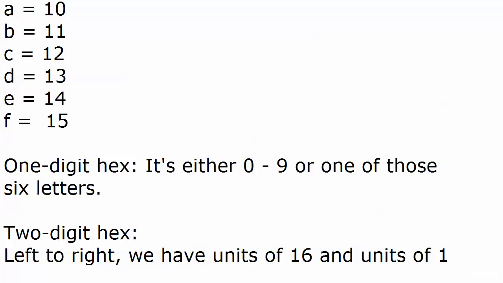Now with two-digit hex, left to right, you have units of 16 and units of 1. If you want to go from right to left and say, okay, units of 1 and then 16 times 1, which is 16, that's fine. I just think it's easier just to remember left to right. We got units of 16 and units of 1. So let's say that I gave you A7. Sounds like a bingo call, except, of course, there is no A in bingo. So left to right, we have units of 16 and units of 1.